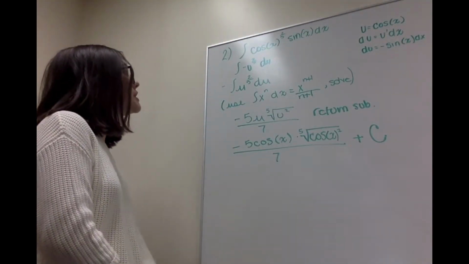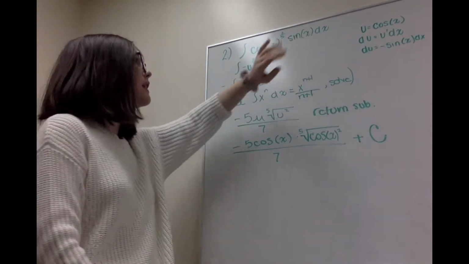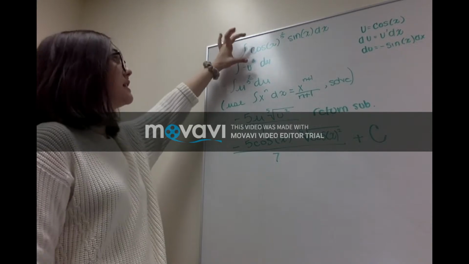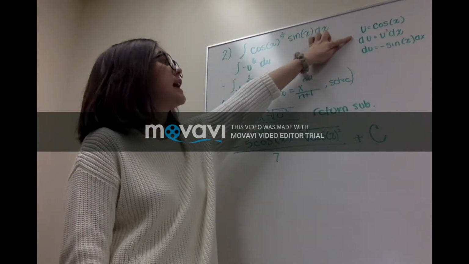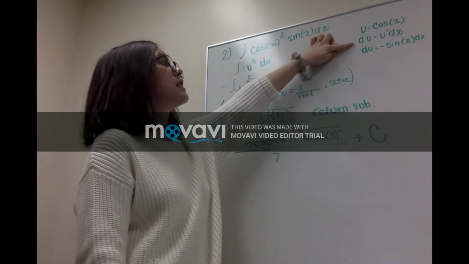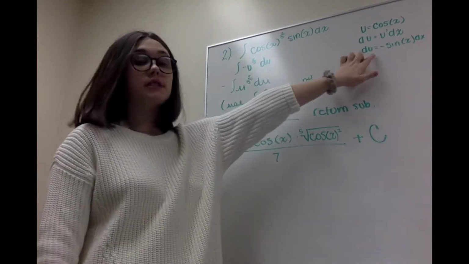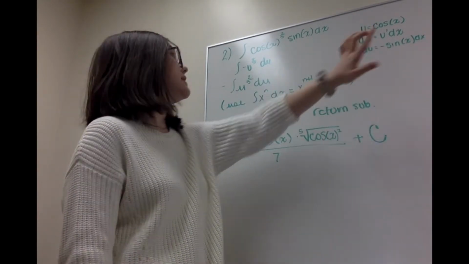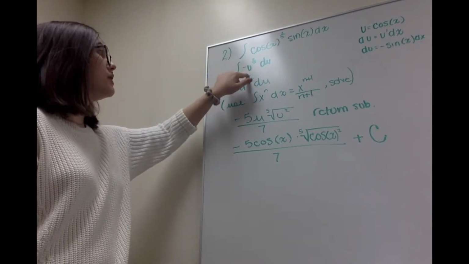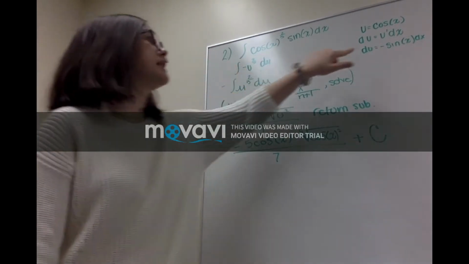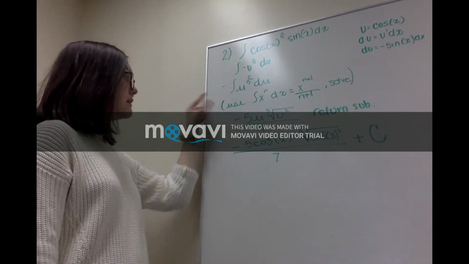So in number 2, it's saying the integral cosine x to the 2/5 sine x dx, and you need to find the inner piece, which is cosine x, and that will become your u. So u equals cosine x, du equals the antiderivative of u dx, and then du equals negative sine x dx. So then you take integral negative u to the 2/5 du because negative sine x is negative, and you can move the negative sign outside.